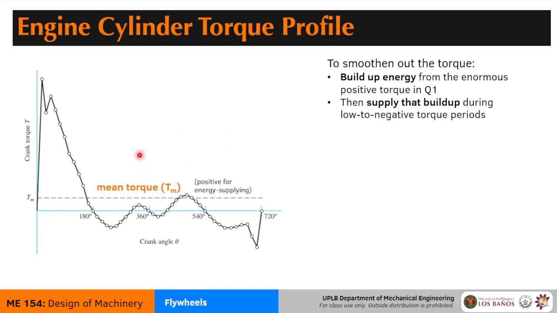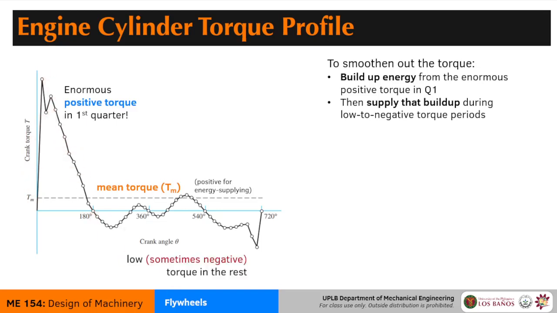So in order to be energy supplying, this mean torque has to be positive. So essentially, this torque curve has to be net positive. So there is a positive torque that is received. I believe this is during the power stroke, and then for the rest, there is sometimes low, sometimes negative torque.